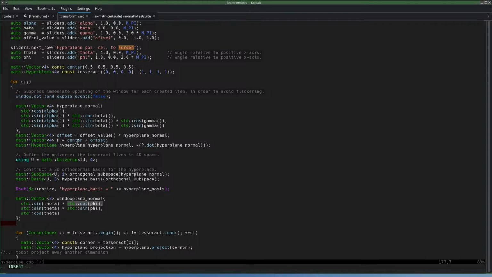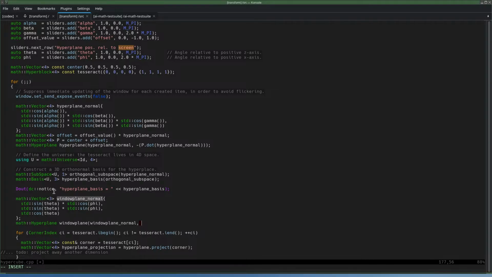We don't have an offset. I probably have to use a hyperplane again, though. I don't have a plane object. So this is my window plane, constructing it from the window plane normal and a point in the plane.